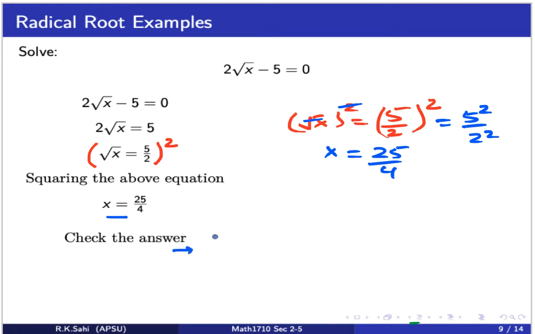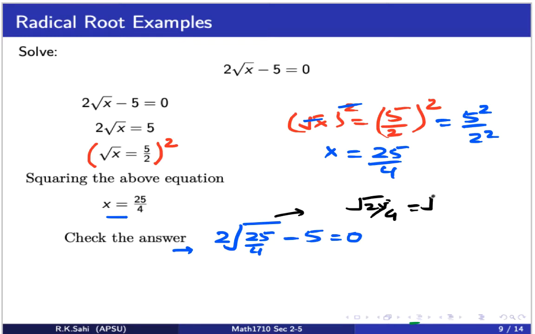So let's do this here. So we have 2 square root of 25 over 4 minus 5 equals 0. Now square root of 25 over 4, guys, remember that from your radical root properties. So you have square root of 25 over 4, which is square root of 25 over square root of 4, which is 5 over 2.